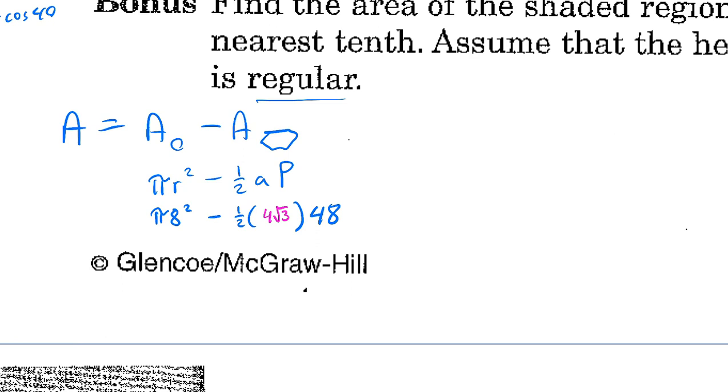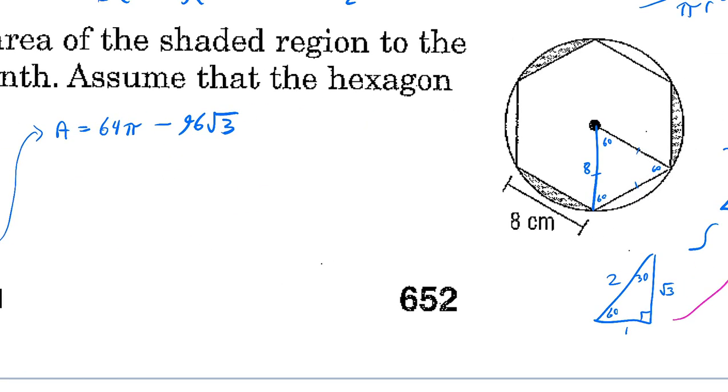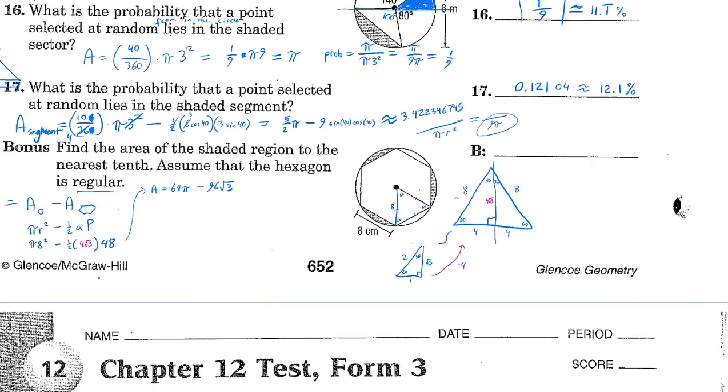So the area is 64 pi minus, and with some arithmetic, half of 4 root 3 times 48 is 96 root 3. And that would be the area. You could always round it to whatever you wanted. So 64 pi minus 96 root 3.